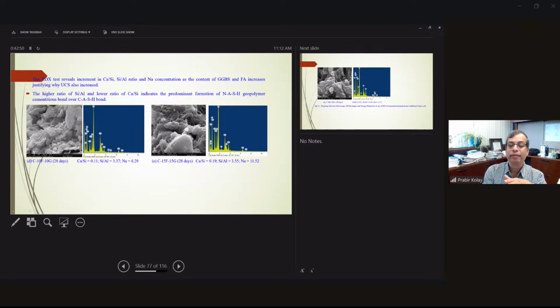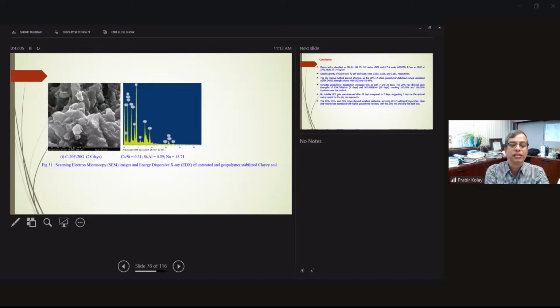And again, this is 15% fly ash and 15% GGBS. So even here you see how the microstructure looks. Much more dense structure, more dense structures. This one is 20% fly ash and 20% GGBS. Again, you can see it's much more dense structures compared to the untreated sample.